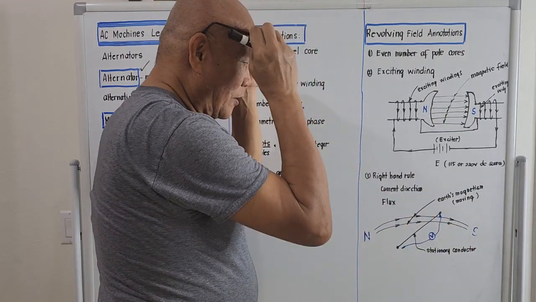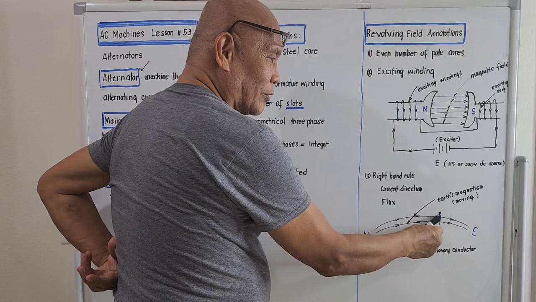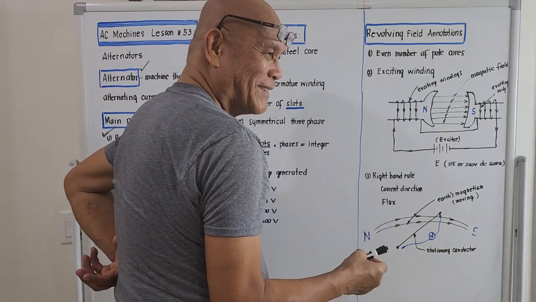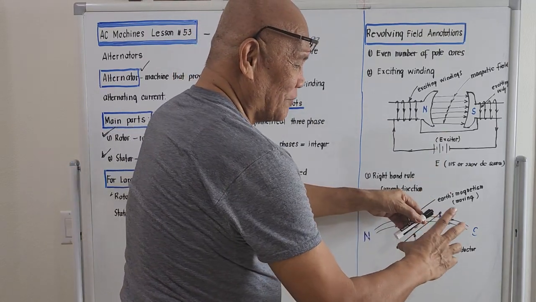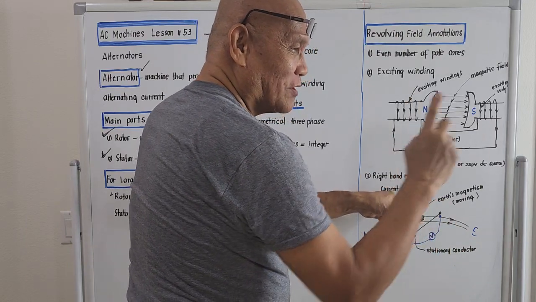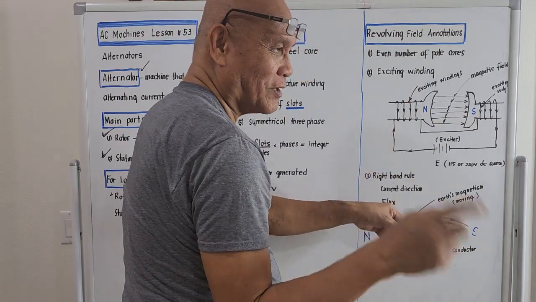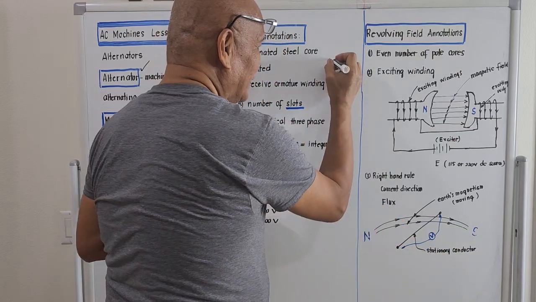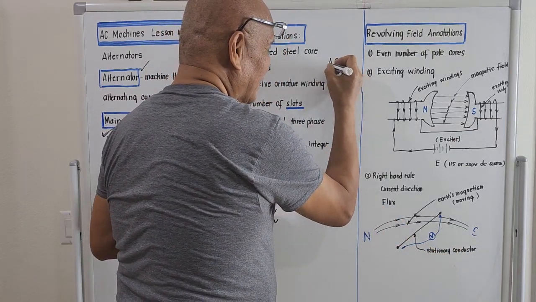So if you put a conductor across it, whether we like it or not, and you try to place a voltmeter across this conductor, there should be a generated voltage, and that generated voltage is actually alternating current.